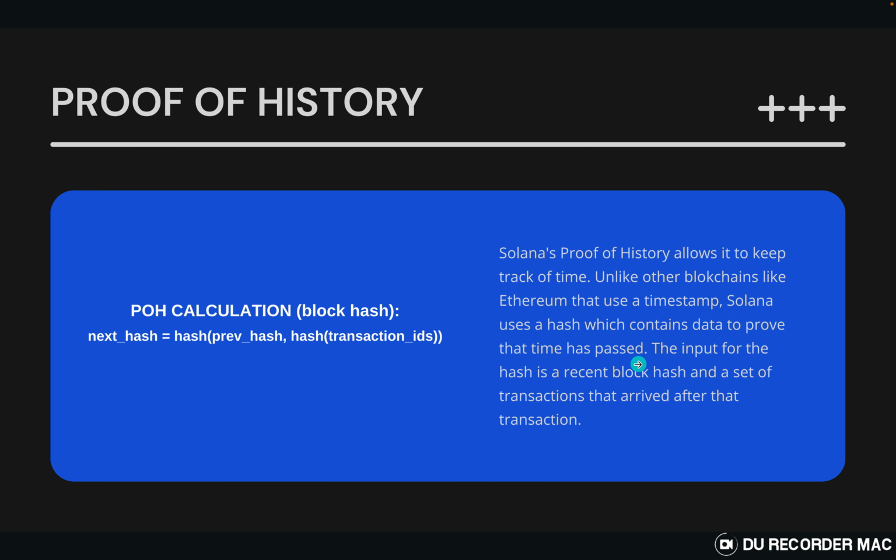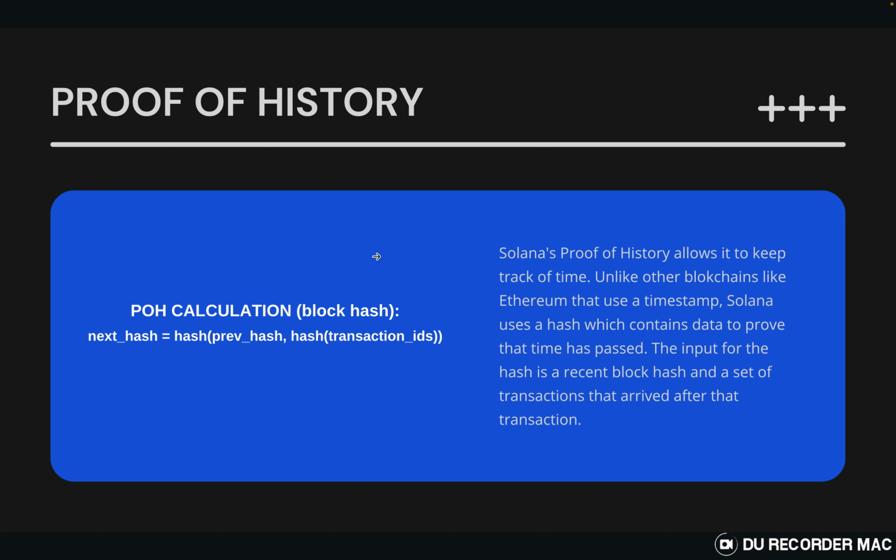Now the input for the hash is a recent block hash and a set of transactions that arrived after that block. So what's happening now is that, let's say I'm a node on the Solana network and Blessing is on that node. In order for me to prove to Blessing that time has passed, and to also prove that a set of transactions came in after a certain time, I'll use a hash basically.